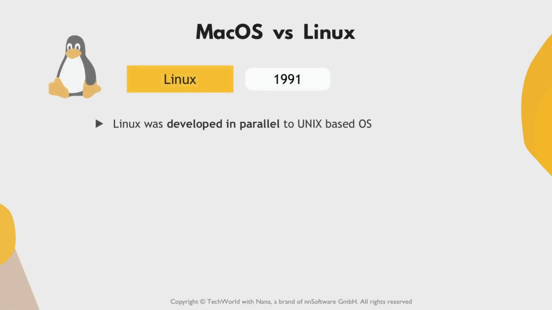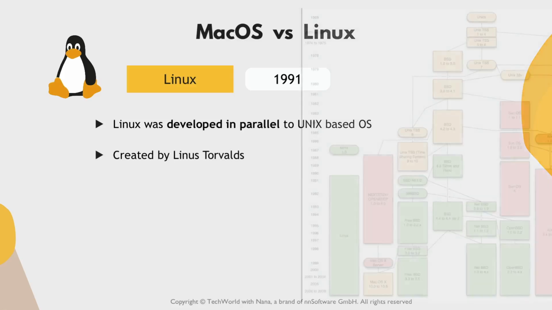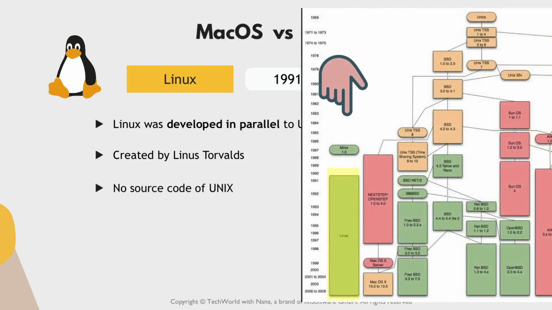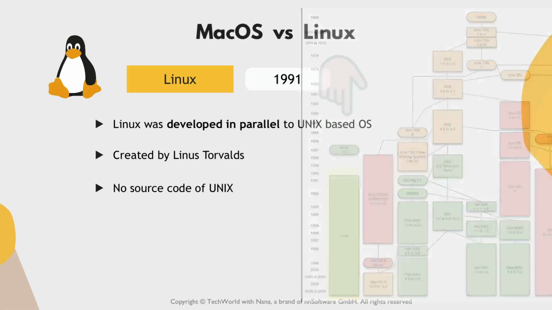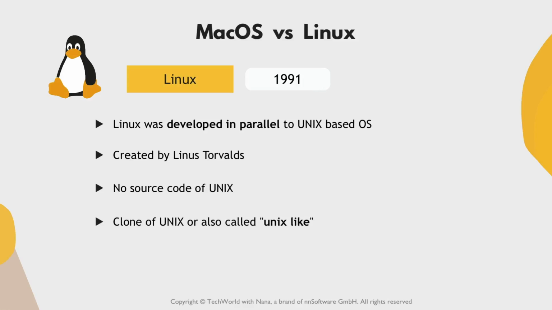In parallel to Unix-based operating systems being developed, Linux was created by Linus Torvalds. As I said, it was completely independently developed, so it doesn't have any source code of Unix. However, Linux was based on the same philosophy and concepts as Unix, which means Linux is not a version of Unix, but rather a clone of Unix, or, as it's often referred to, Unix-like. So that means both Linux and macOS are today POSIX compliant, since POSIX is a group of standards that determine a portable API for Unix-like operating systems, which they both are. And that's why there are so many similarities in the way macOS and Linux work.